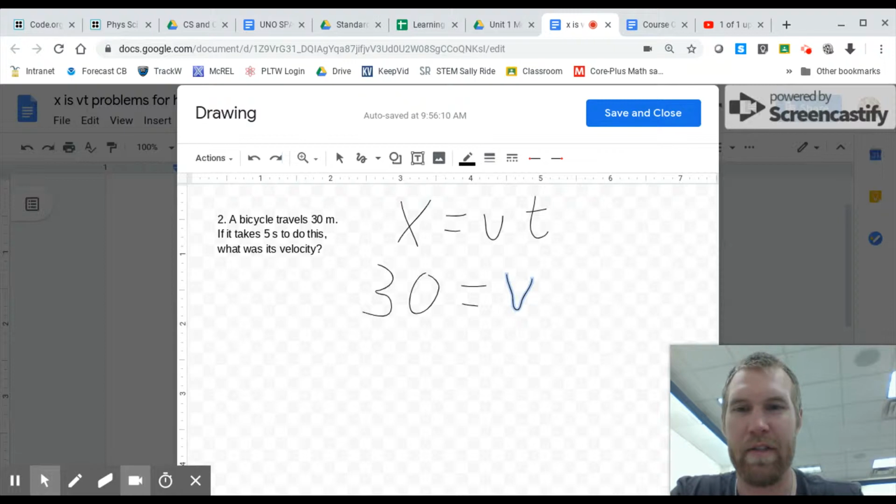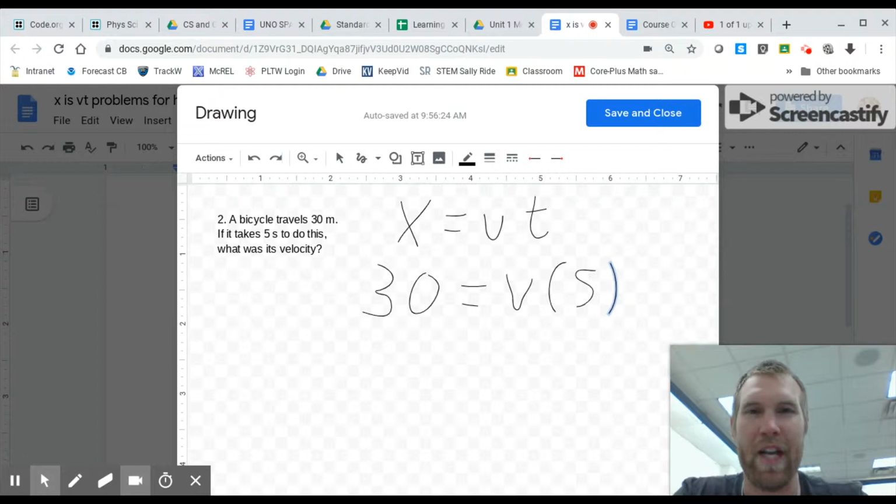Because it takes 5 s to do this, s meaning seconds, which is time, we're going to plug in 5 for t. And just to show that we know they're being multiplied, we're going to put it in parentheses, because we know that distance is velocity multiplied by time. So now we have 30 equals velocity multiplied by 5, or v times 5. So this problem is now asking, what times 5 equals 30? Well, you probably know this answer.